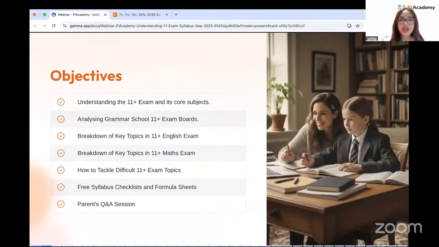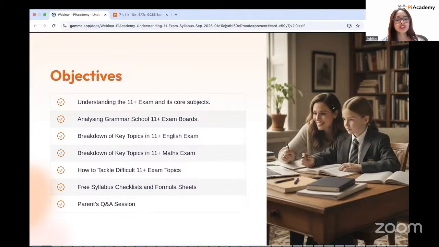So without further ado, let's get started with the key objectives. First off, we're going to start by understanding what the 11 plus exam actually is and what are the main subjects that your child will be tested in. We will also analyze what are the main 11 plus exam boards that are used by grammar schools here in the UK. Then we will break down the key topics in both the 11 plus English exam as well as the 11 plus maths exam.